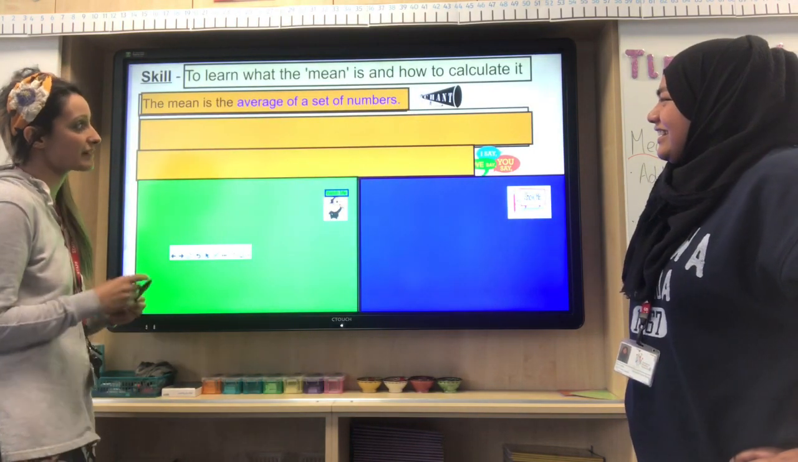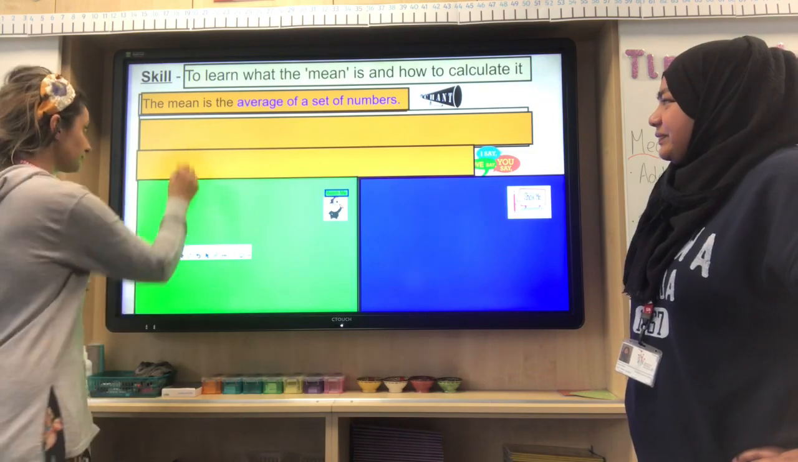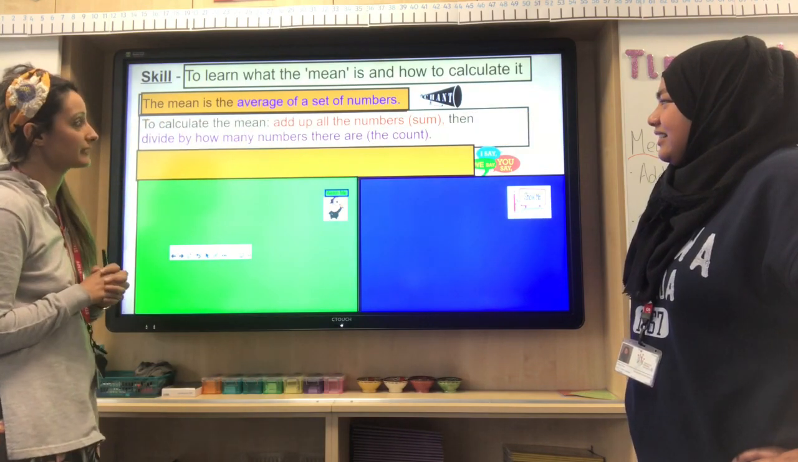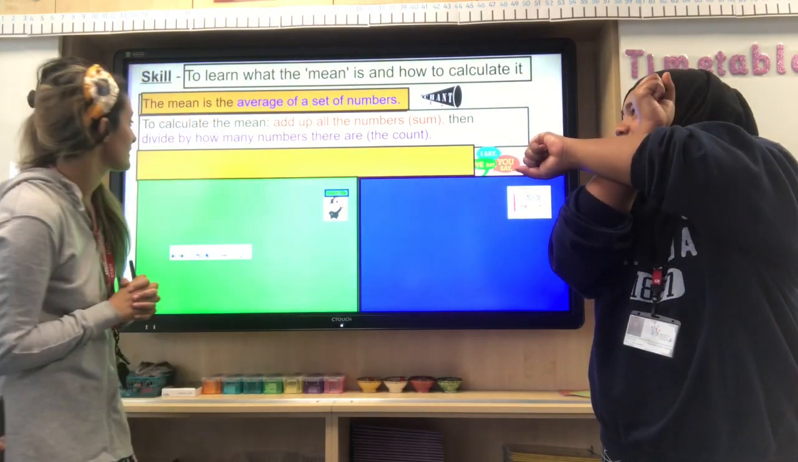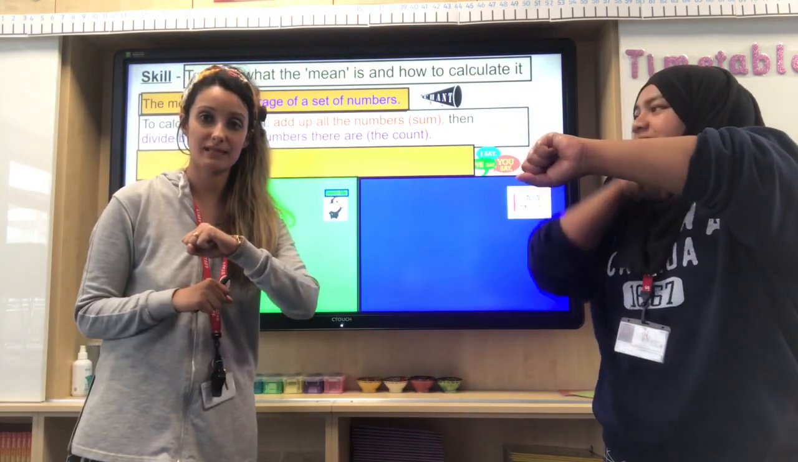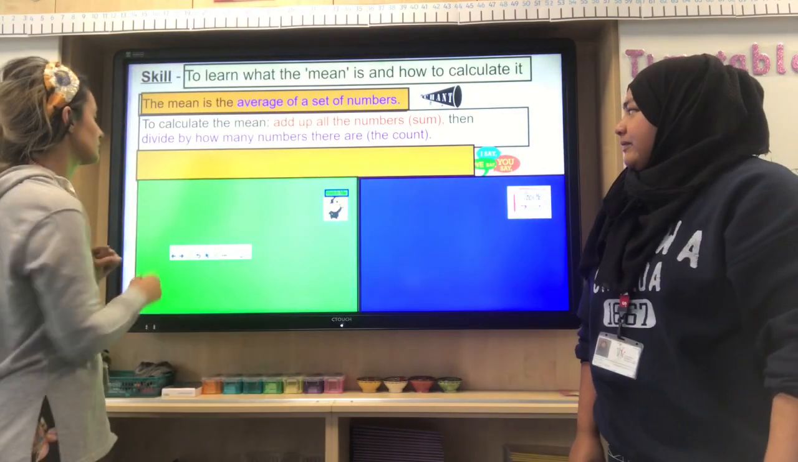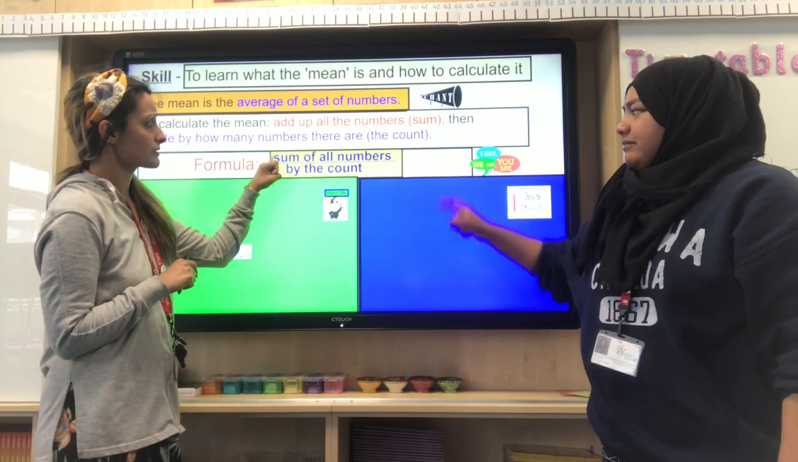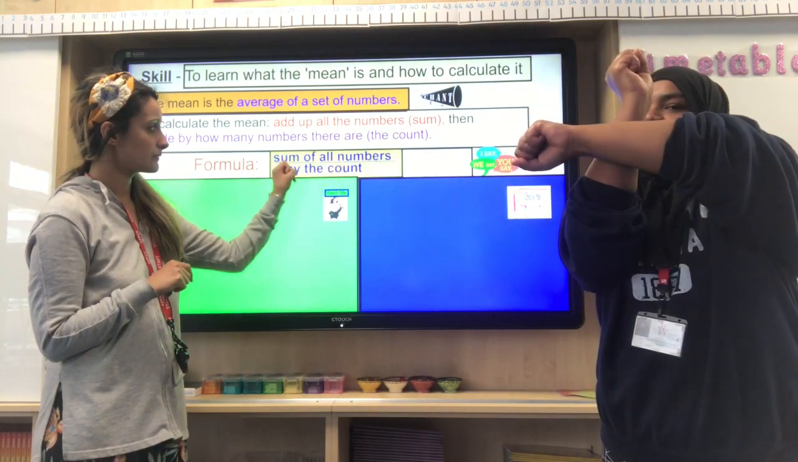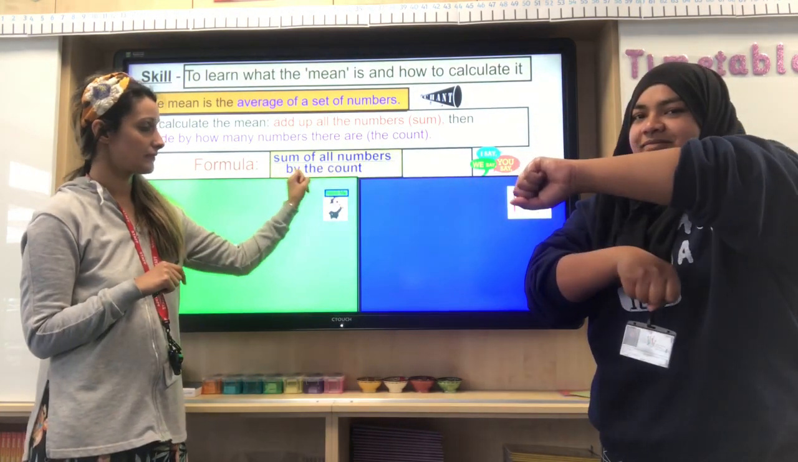The mean is the average of a set of numbers. And to calculate the mean, you have to add up all the numbers, which is the sum, then divide by how many numbers there are, which is the count. That sounds quite complicated. It can be put into a formula. So the sum of all the numbers divided by the count.